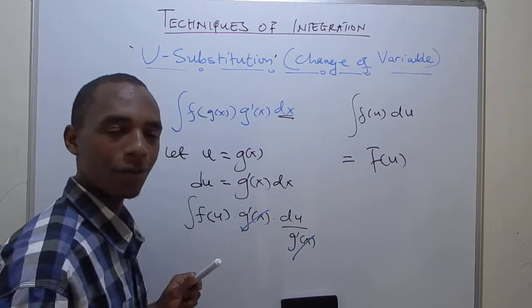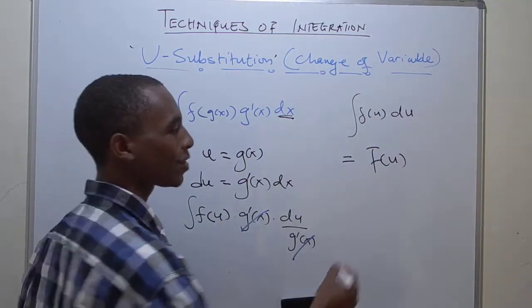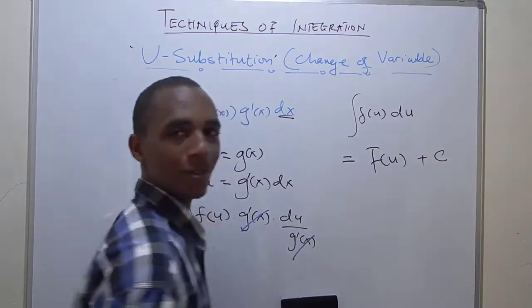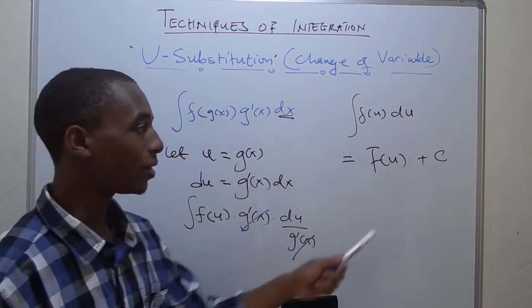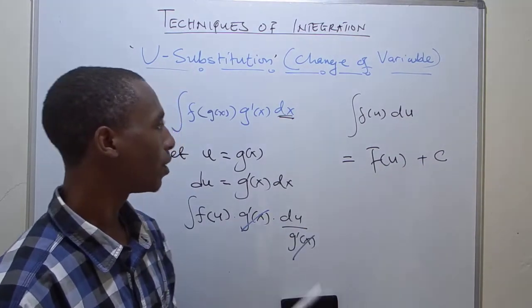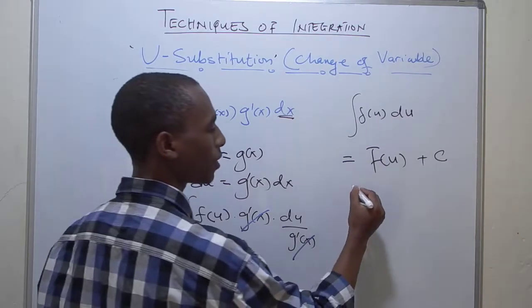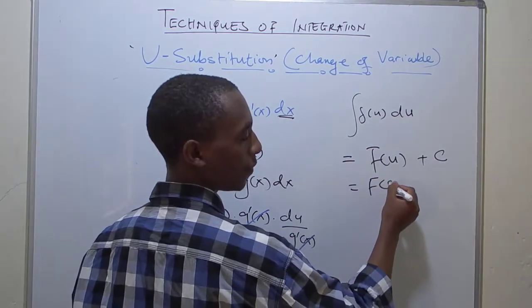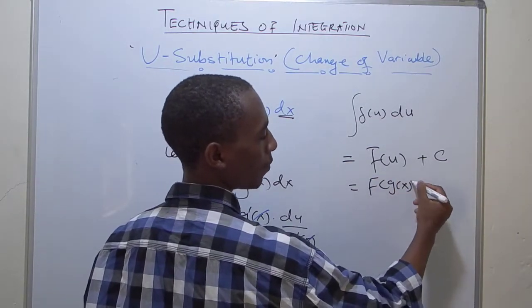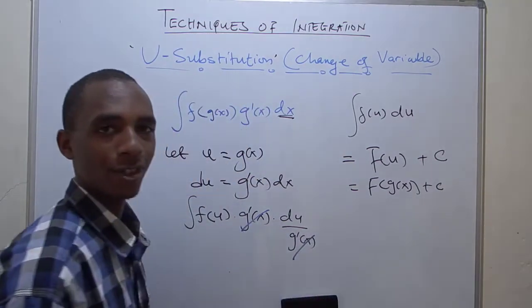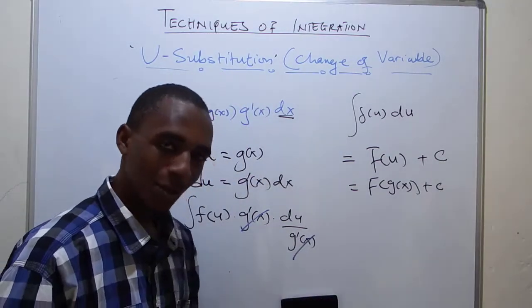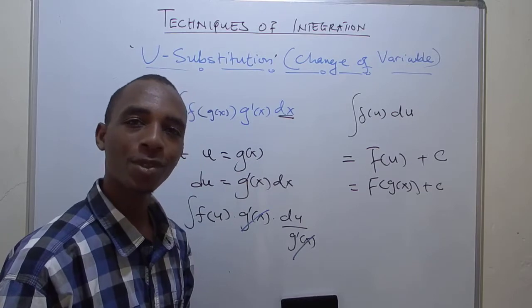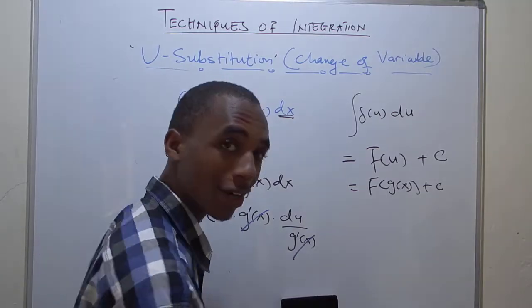Let's say capital F of u is the antiderivative of this, plus a constant of integration, of course, and usually we want to substitute back for u, which was originally g of x. So we have capital F of g of x, plus a constant, and there we have our final solution. So let's take a couple of examples to see how this actually works in practice.